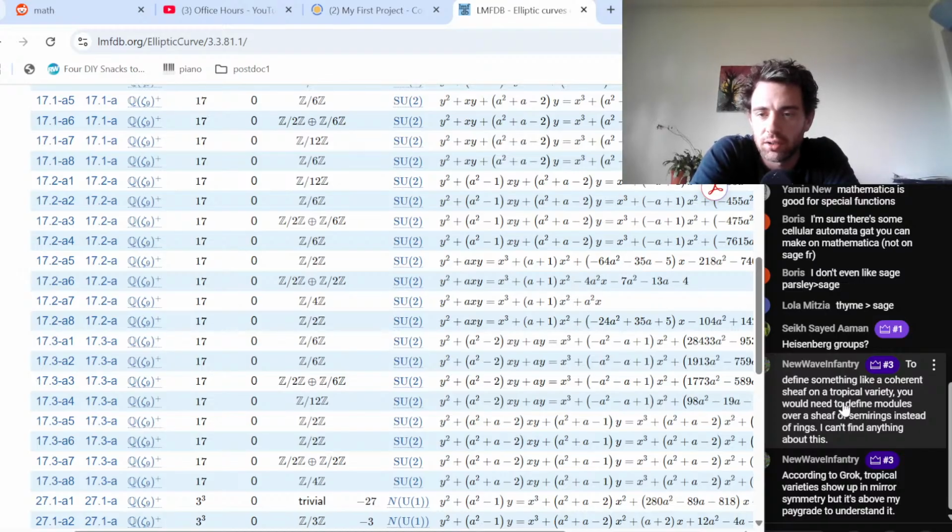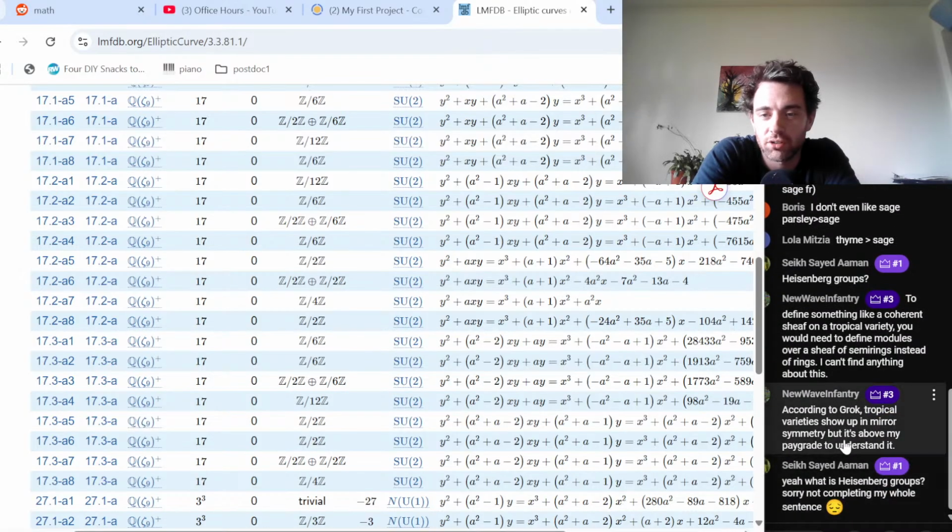Like, I mean, I agree. That seems like a sensible thing. But again, I don't know. I know absolutely nothing about tropical geometry. So, according to Grok, well, let's also take that with a grain of salt. Tropical varieties show up in mirror symmetry. Actually, I do think that's true, but it's above your pay grade. My pay grade as well.